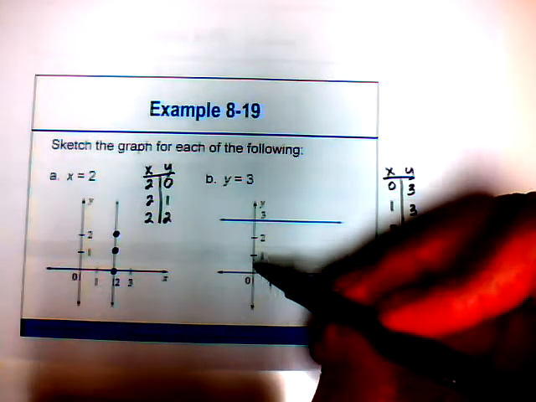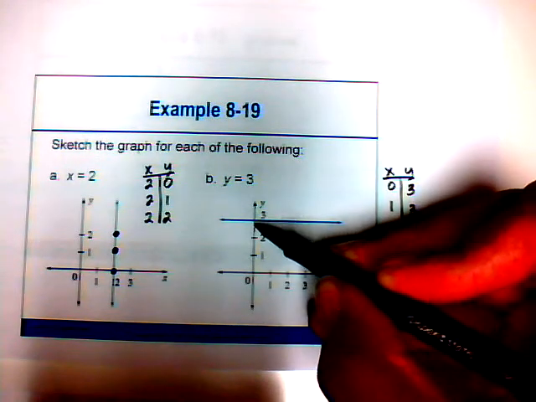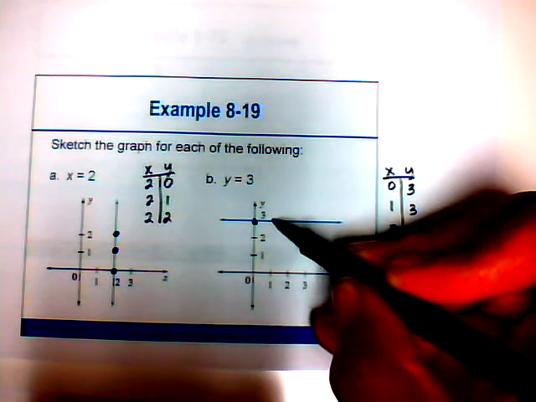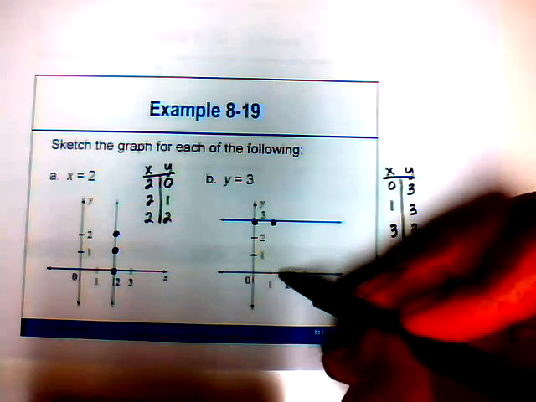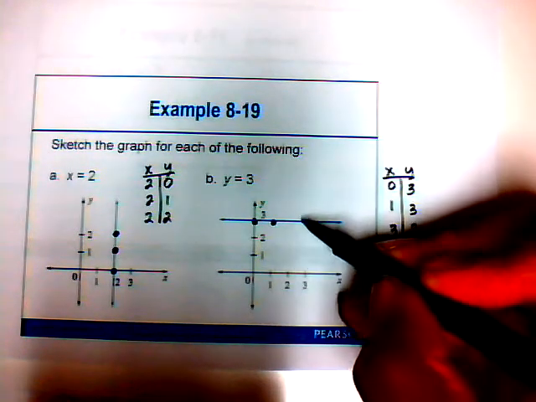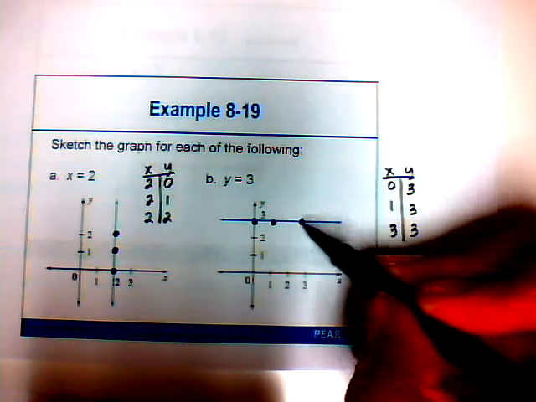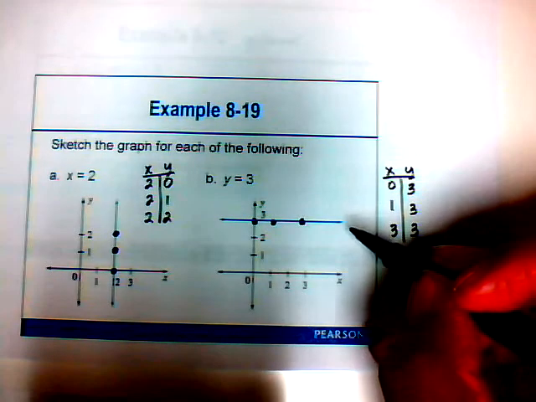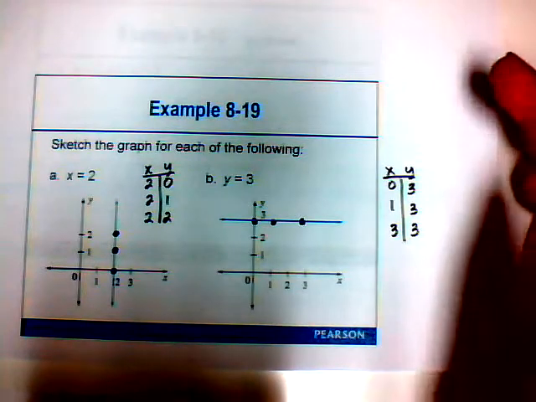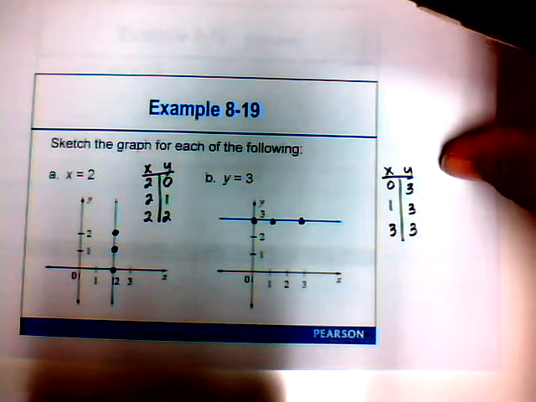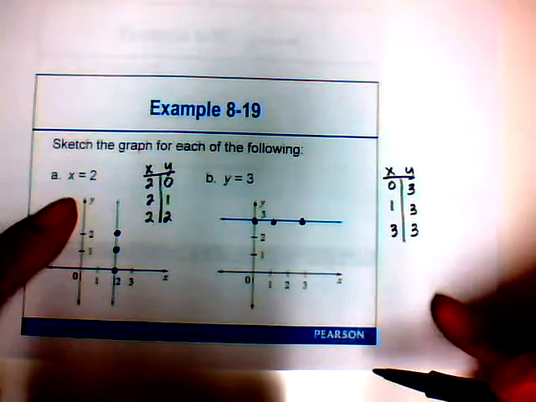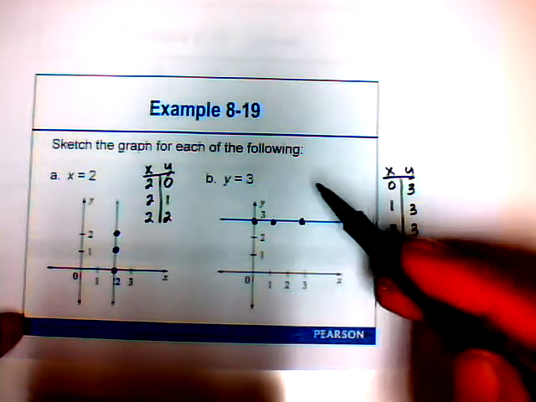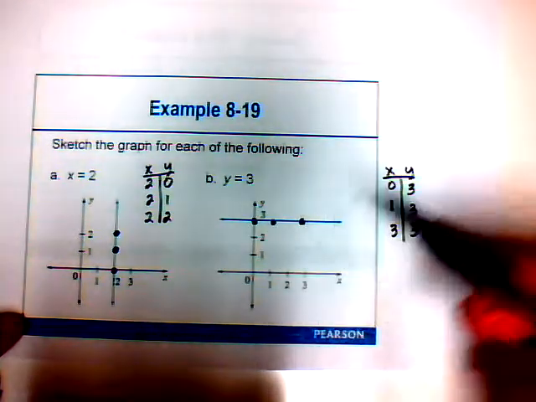So for (0, 3), you stay at 0, but you're going to go up 3 and draw the point. For (1, 3), you're going to go to the right 1 and up 3 and draw the point. And then for (3, 3), you're going to go to the right 3 and up 3 and draw the point. So those 3 points form the horizontal line, which is going to be the equation y is equal to 3. Okay? So keep in mind that x equal to a real number means that you're going to have a vertical line. y equal to a real number means you're going to have a horizontal line.